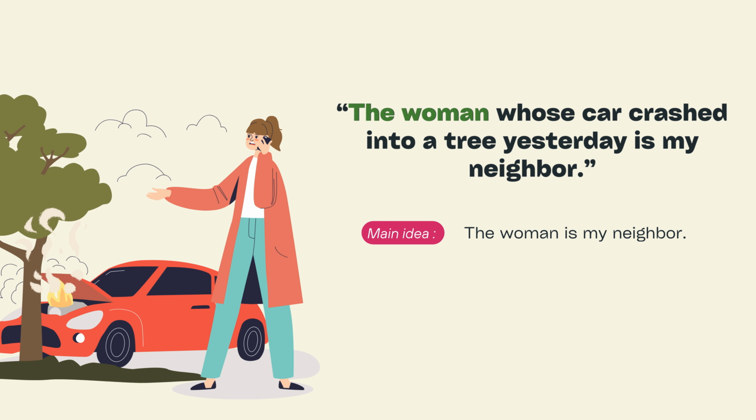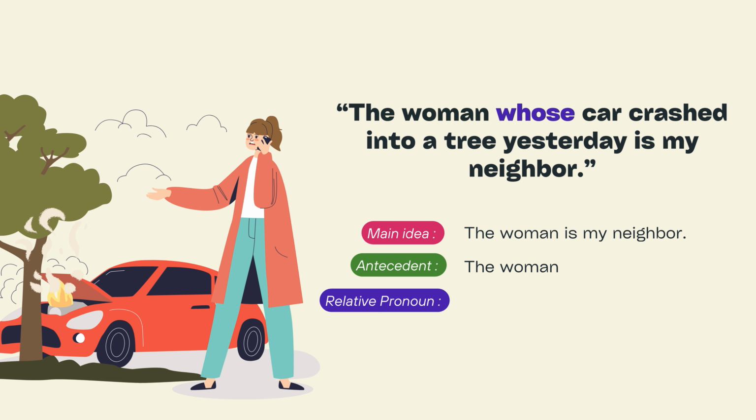The word woman is the antecedent. It's the noun that the relative clause will describe or give more information about. The word whose is the relative pronoun. It links the relative clause to the antecedent. Here, whose shows possession, indicating that the car belongs to the woman.